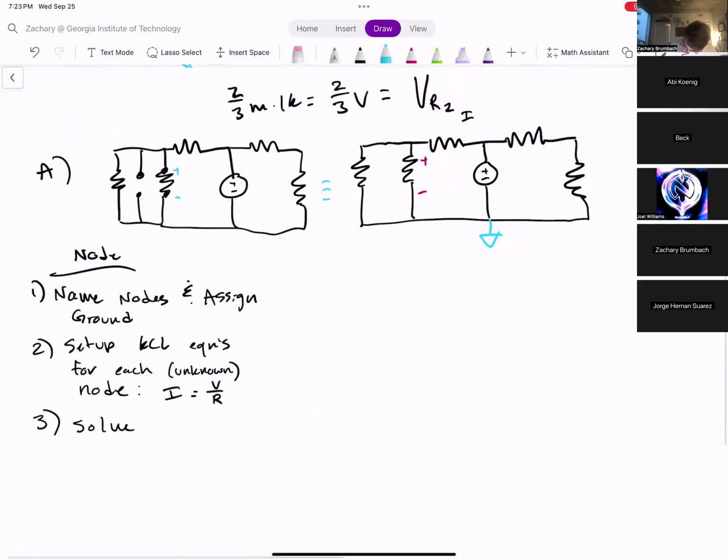So what I've done first is I've assigned this to my ground node because it's the lower end of my voltage source, which makes life a little easier. I'm going to call this node here node A. I'm going to call this node here node B. And this one, actually, I'll call this one B, and I'll call the other one C.